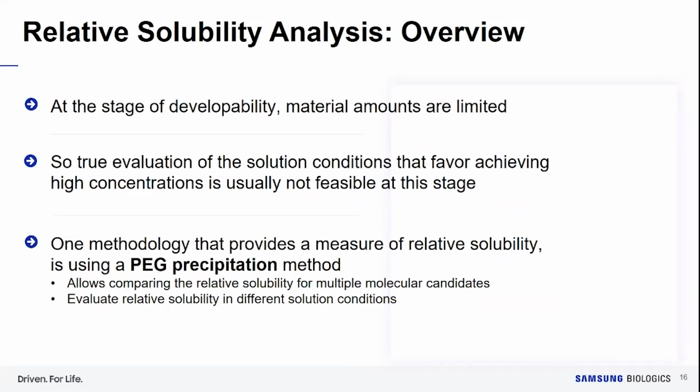Another aspect of developability that becomes critical when we consider the final target profile is that of solubility. At the stage of developability, material amounts are typically fairly limited. So a true evaluation of the solution conditions that favor achieving high concentrations is usually not feasible at this stage. One methodology that we employ here at SBL provides a measure of relative solubility using a PEG precipitation method. This allows comparing the relative solubility for multiple molecular candidates, as well as evaluating the relative solubility in different solution conditions.